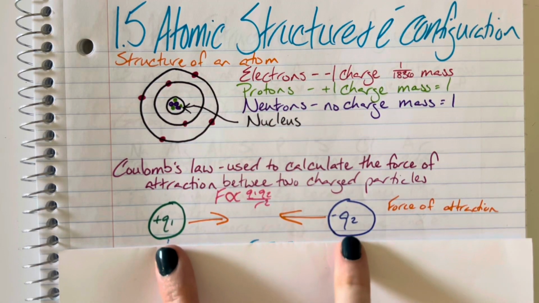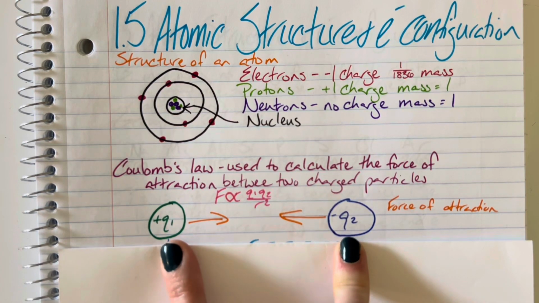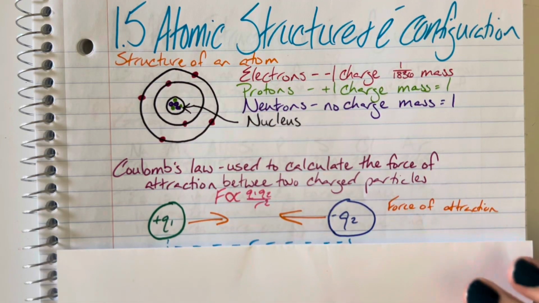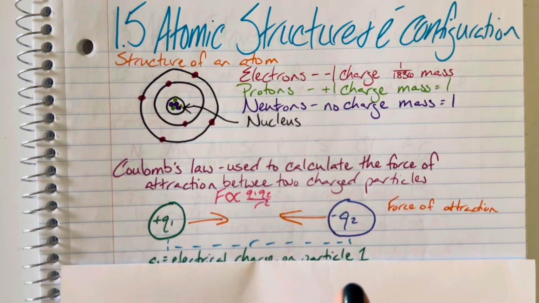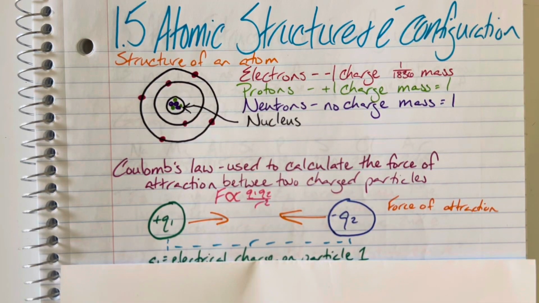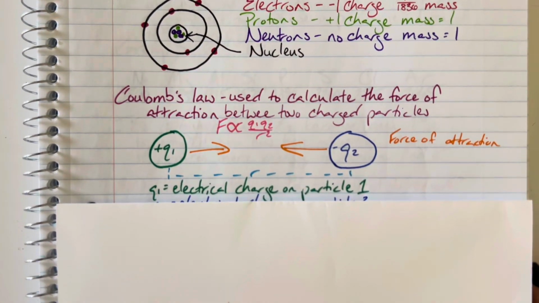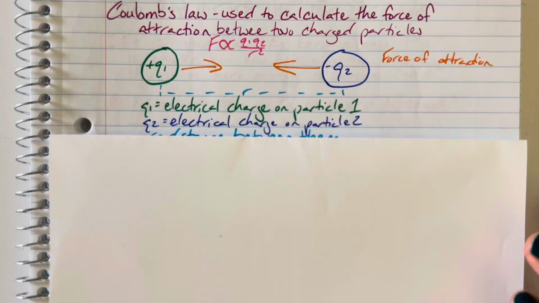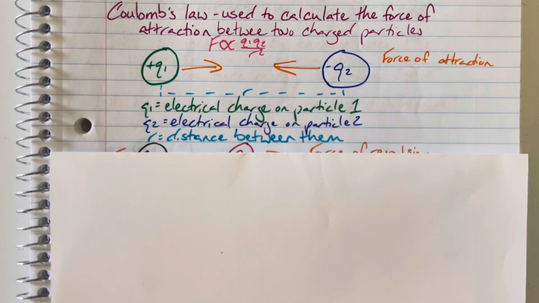And we can have Coulomb's law be a force of attraction or a force of repulsion, depending on the charges. So remember that like charges repel and unlike charges are going to attract. My distance between the centers of both of the charged particles is going to be defined as my R. Q1 is going to be my electrical charge for the first particle of interest. Q2 is my electrical charge for particle 2. And again, R is going to be the distance between those particles.